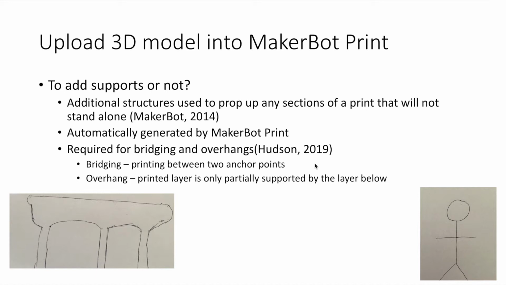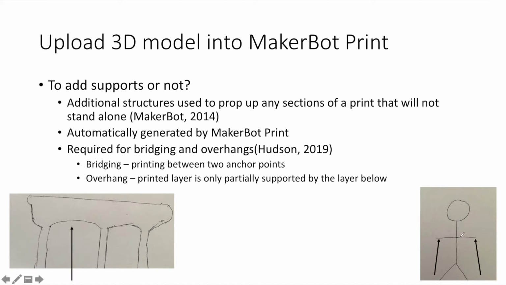We need supports because of the way the 3D printer prints. Consider a hot glue gun laying layer upon layer. Where do you think the hot glue gun is going to struggle to finish the print? Supports are required for bridging and overhangs. Take a look at the bridge and take a look at our stick figure person. I want you to think about where the printer might have trouble printing and where a support might be needed.